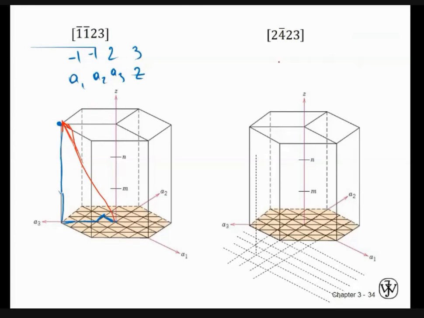Now let's move on to the second one. Let's first open the bracket: 2, -4, 2, 3. This one was A1, A2, A3, and Z. If you see, I have drawn some extra dashed lines over here. You will see shortly why I need these. Because my steps were 1, 2, 3 steps at maximum, but here I have 4 steps. That means this direction will outflow from the hexagon. So let's see. Here we are at the origin.